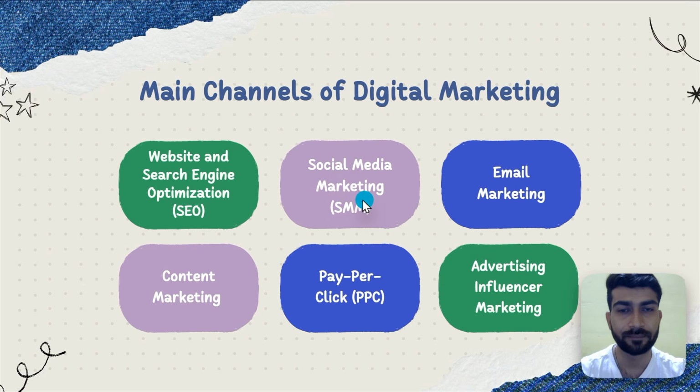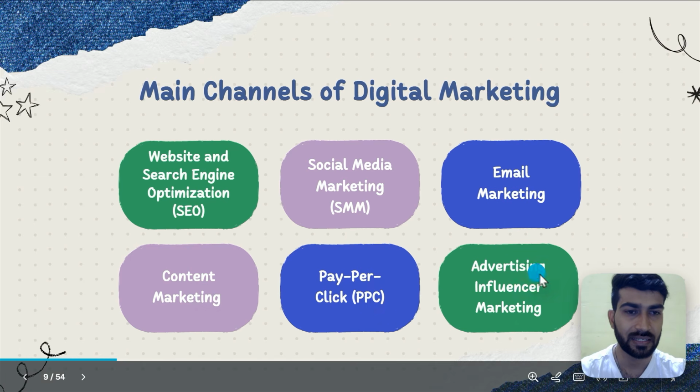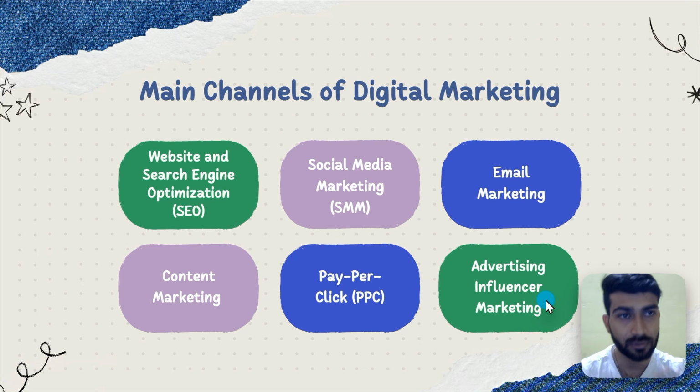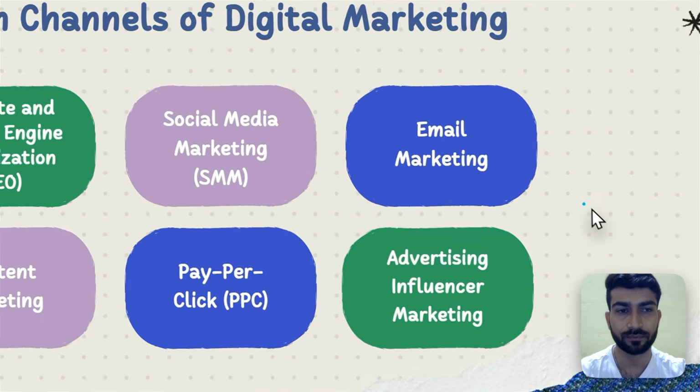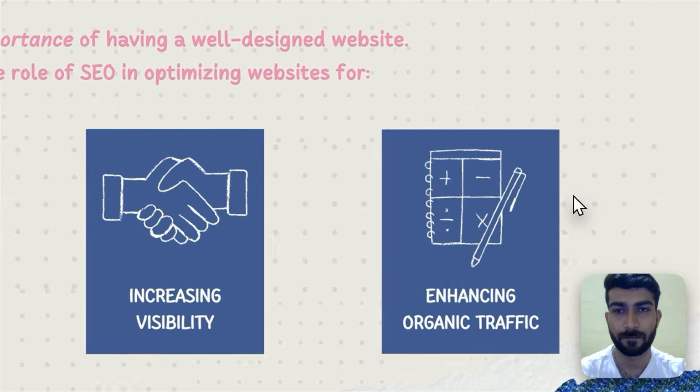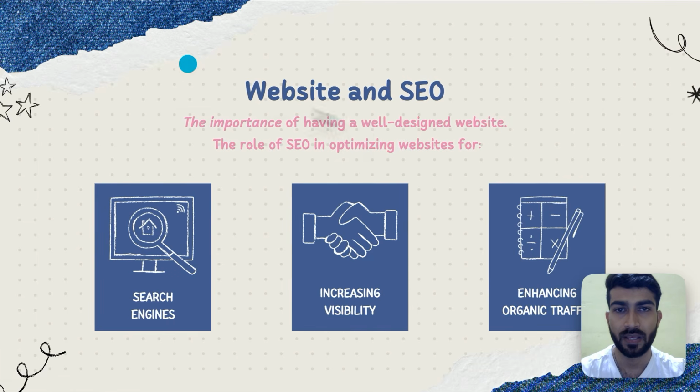Next is social media marketing, email marketing, then content marketing, PPC advertising, and influencer marketing. So these are the different channels we can consider. Channels means nothing but different platforms that we are using. Then, website and SEO. We will check it out one by one.